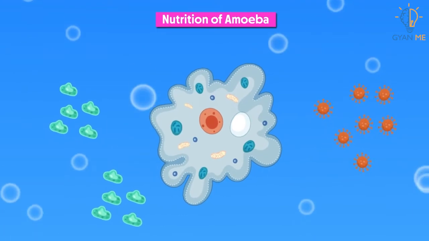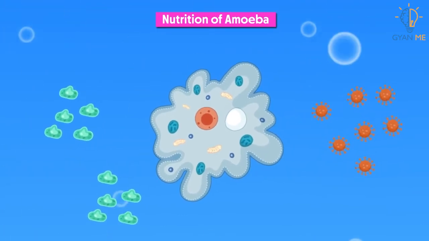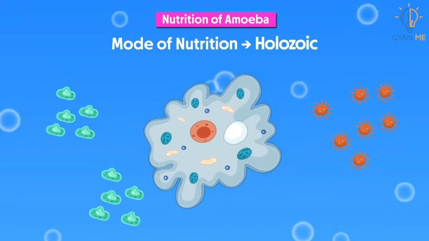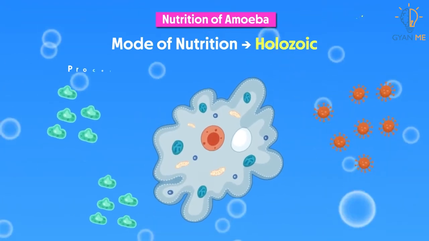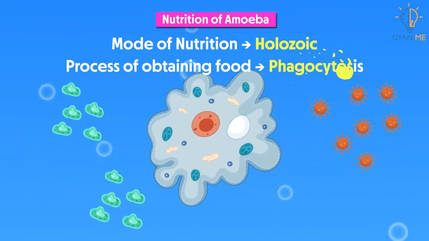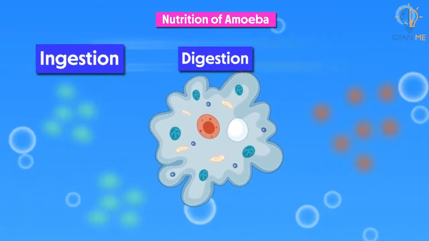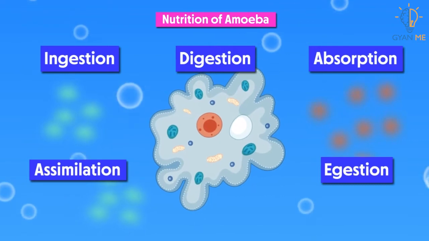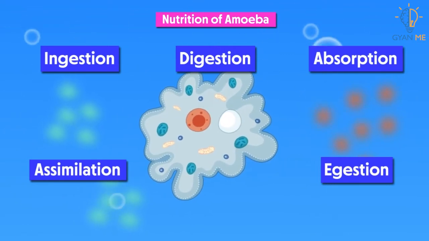We have studied various modes of nutrition earlier. The mode of nutrition in amoeba is holozoic, and the process of obtaining food by amoeba is called phagocytosis. There are various processes in the nutrition of amoeba. Let's learn them one by one.